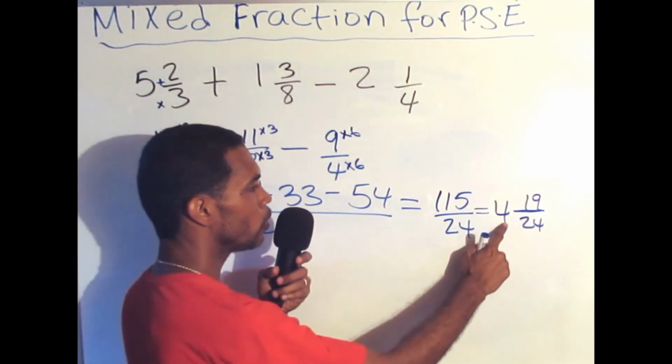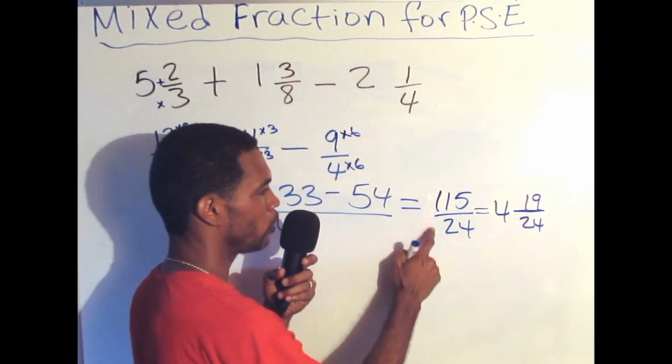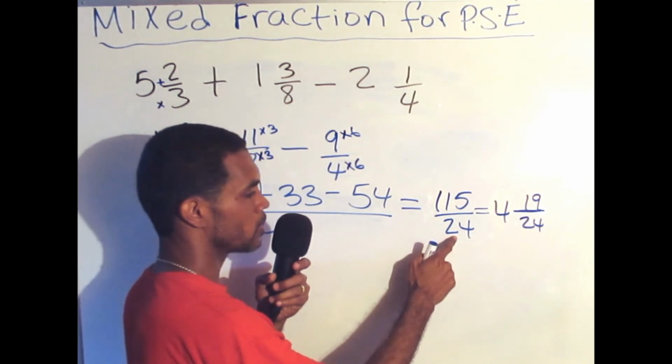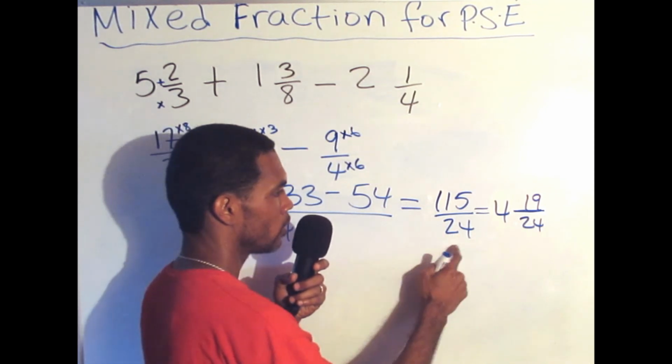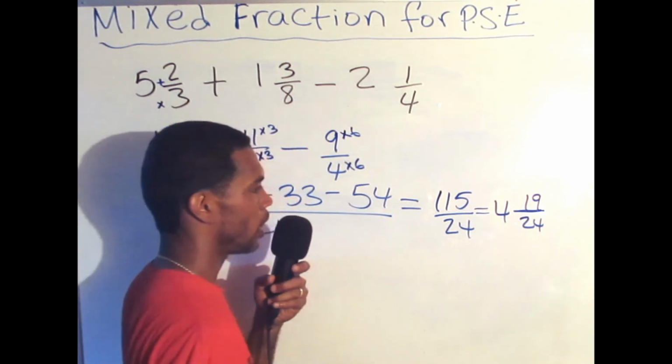And again, how did I arrive at 4 and 19 over 24 from 115 over 24? I asked myself how many times 24 could go into 115: 4 times with 19 remainder over 24. And the problem is solved.